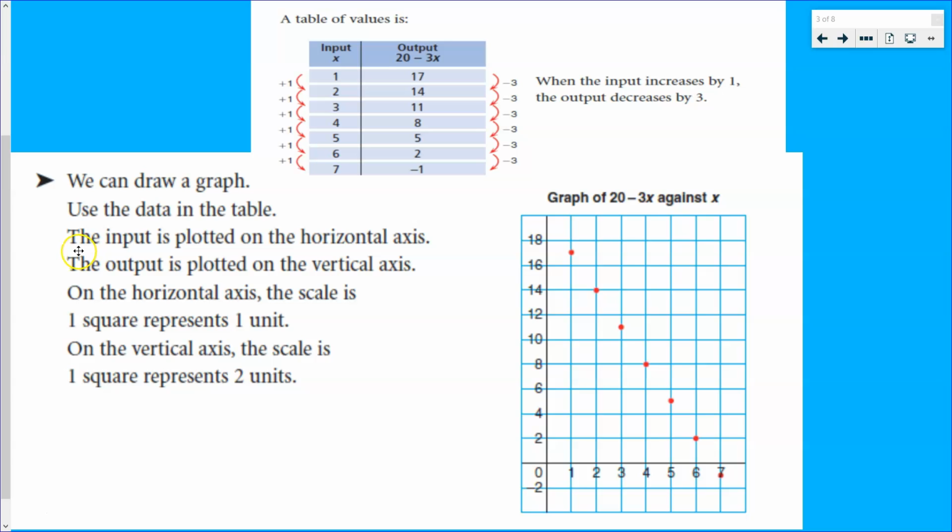The input's plotted on the horizontal, so this side is always on the horizontal, the one where the sun rises, horizon, that line. And the output on this side is always on the vertical. Vertical's up and down. 1 square represents 1 unit on the vertical axis. The square represents 2 units. So they put these in 1s and these as 2s. Okay, so then they found 1 and 17. So they've gone 1 on the horizontal, 17 on the vertical. 2 and 14, 3 and 11, and so on. And you can see that that forms a nice line.